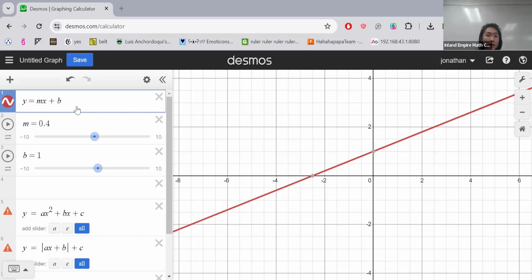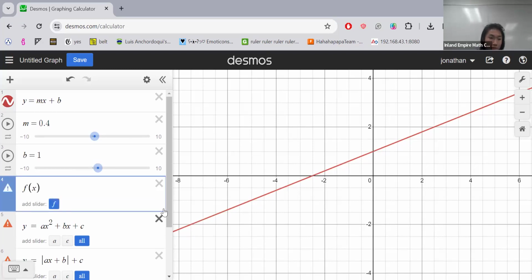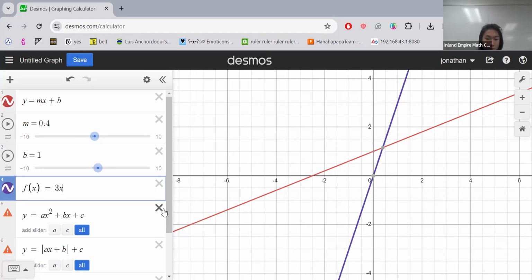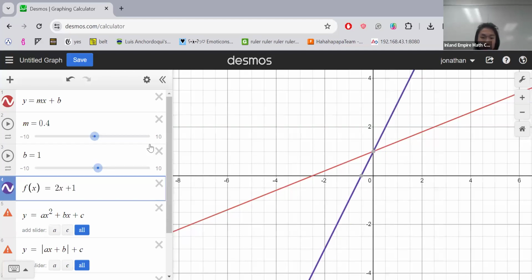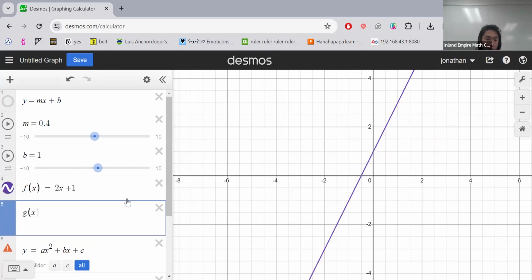All right, so let's talk about how to do some translations for this y equals mx plus b function. So for example, I have a function f of x. Let's call it 2x plus 1 here for now. I'll hide this line. All right. To move this function up and down, we can pretty clearly see that we're just going to define a new function here.